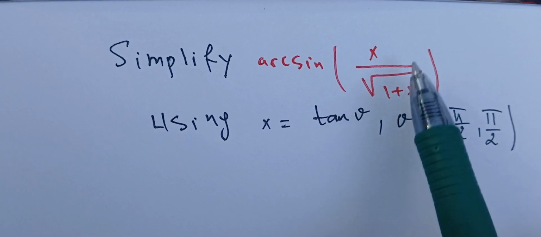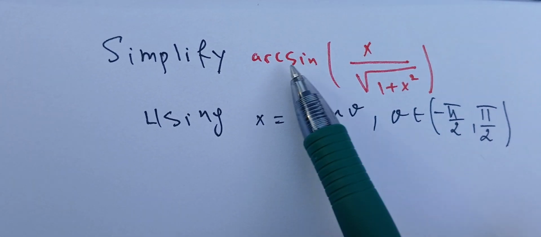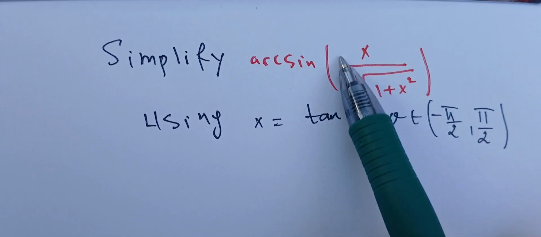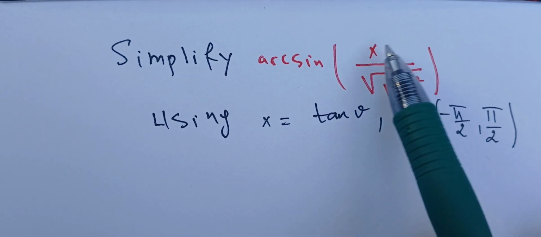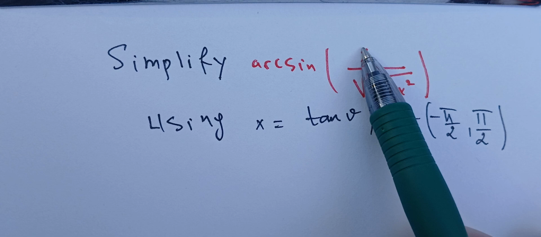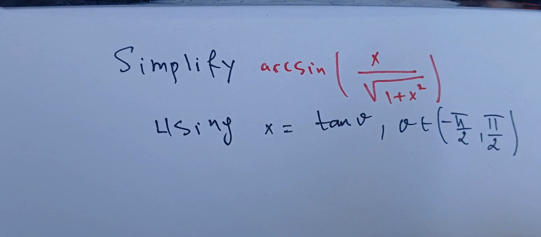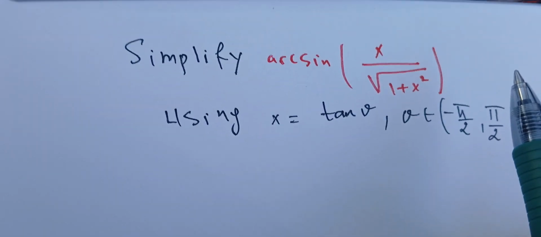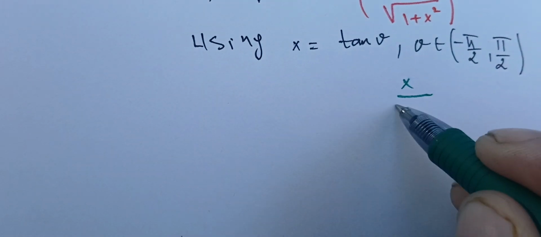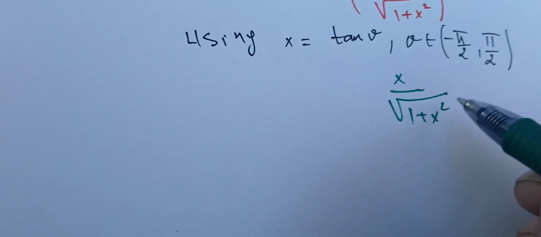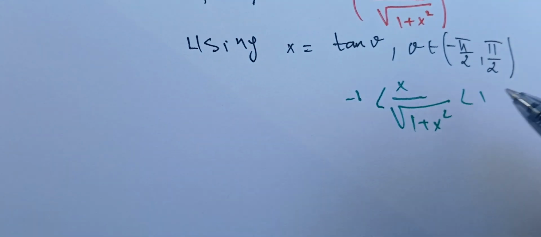But before doing that, we need to find the domain of this function. The arcsine here is a composite of two functions. And we know that x over the square root of 1 plus x squared is defined for all x in R. It remains to prove that x over the square root of 1 plus x squared is between -1 and 1.